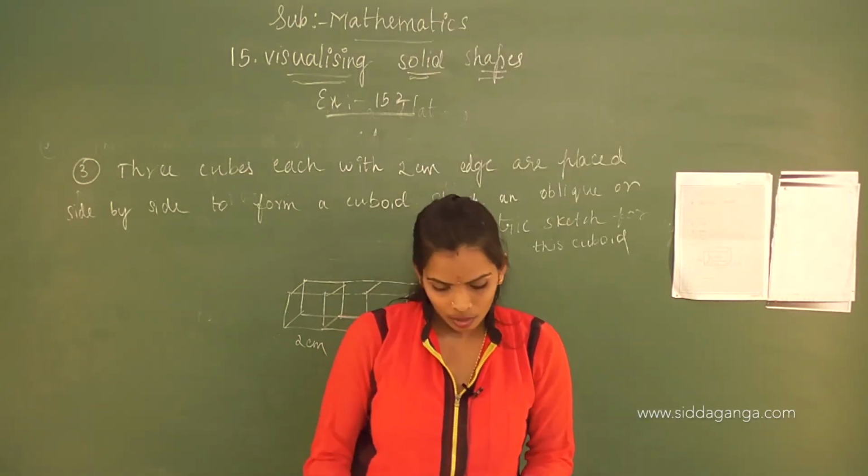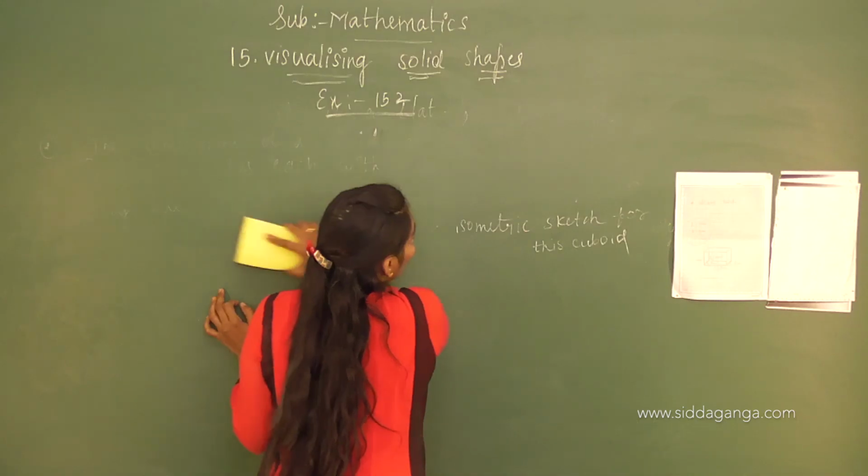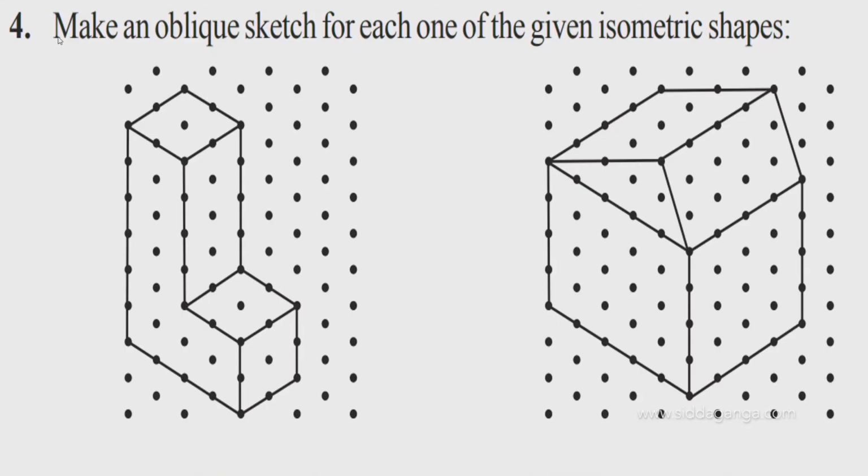Fourth question. Make an oblique sketch for each one of the given isometric shapes. Here they have given some isometric sketches. We have to draw them in oblique form, that is in graph paper. I am drawing them in graph paper, otherwise you can draw them on a squared paper also.